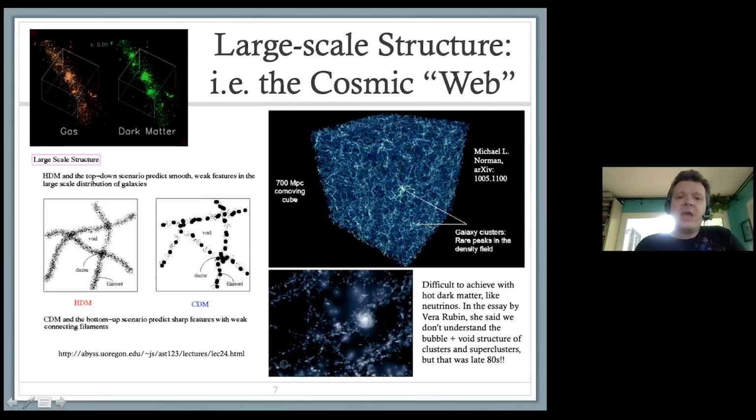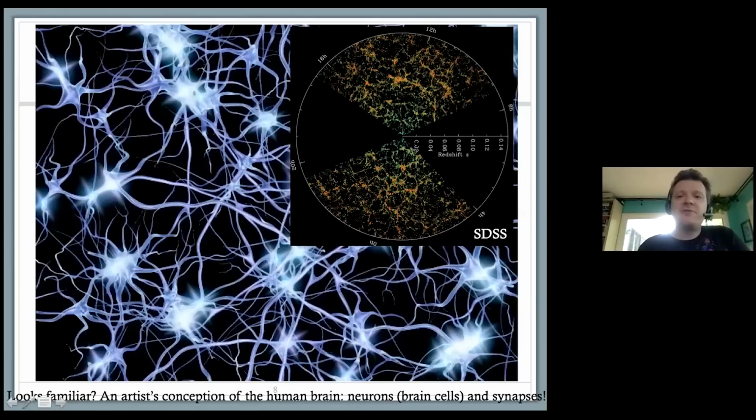So this bubble and void-like structure is observed in real data. So this is the Sloan Digital Sky Survey, SDSS, and there's a lot more data now. And you see this clumpiness. So dark matter, just like regular matter, produces gravity, collects mass, and it creates this clumpiness in the structure, in the large scale structure of the universe.